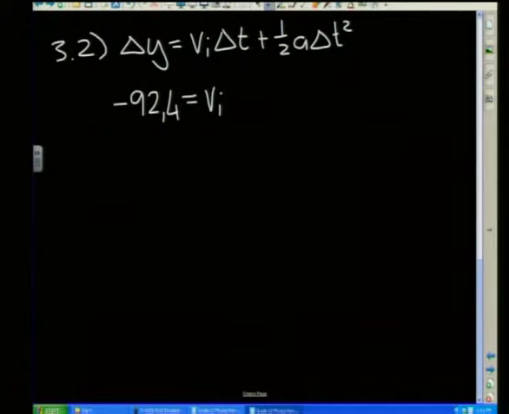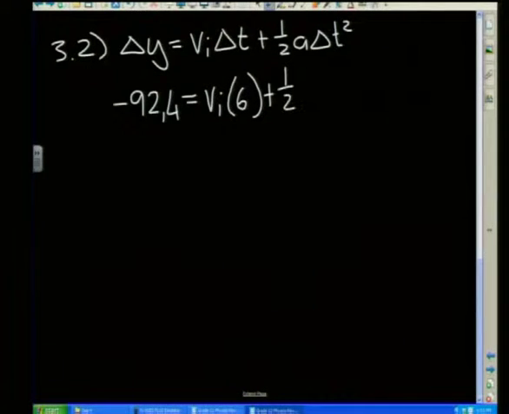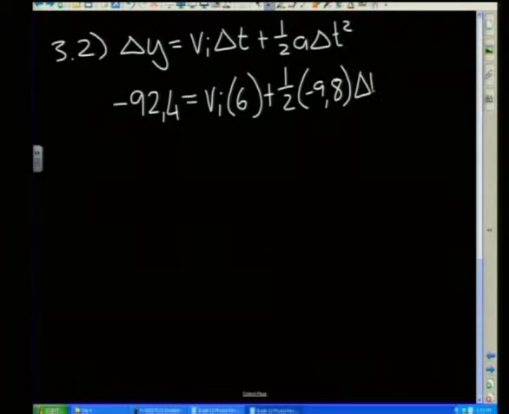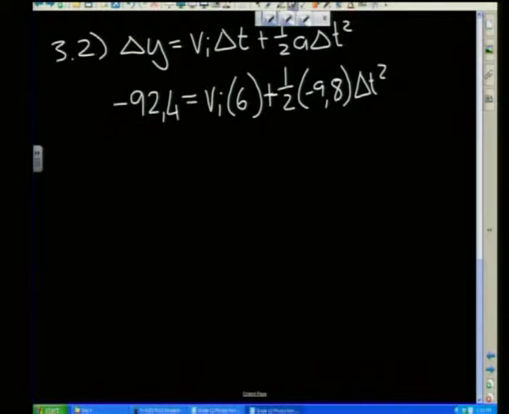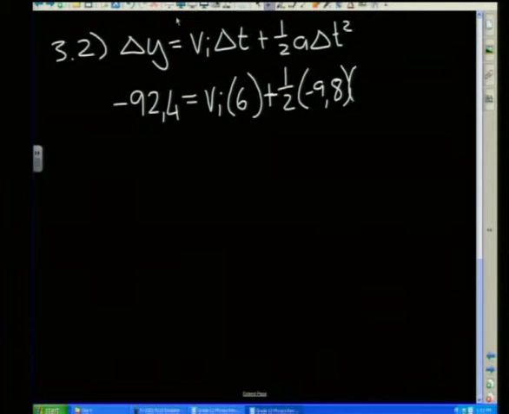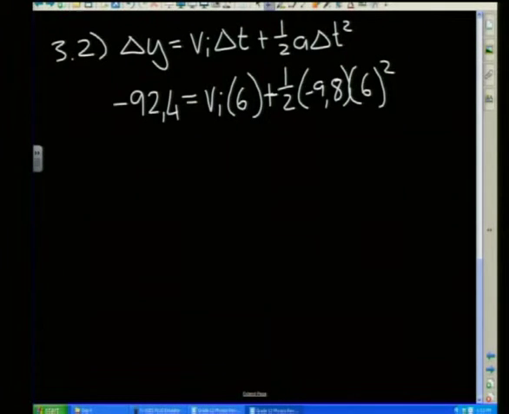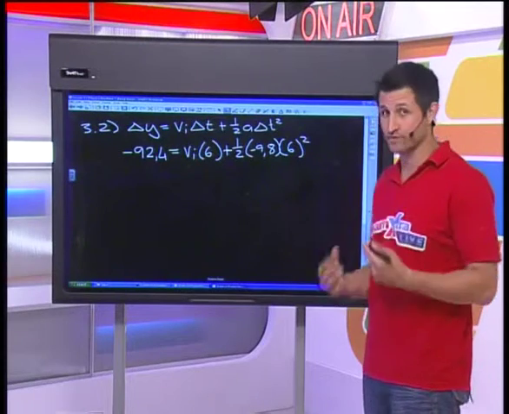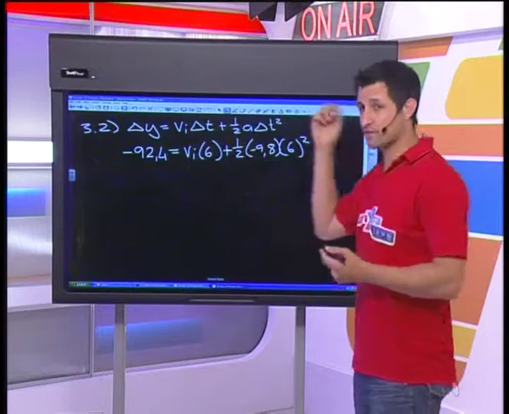So VI, and then delta T was 6 seconds, plus a half. Negative 9.8 is my acceleration, delta T squared. Don't forget my delta. All right, we've forgotten to fill in my delta T. Let's make sure we get that right before you guys get on the page and shout at us. So 6 squared, there it is. Now I'm going to start to simplify, start to manipulate, and then I can find my VI. Let's get VI on its own.